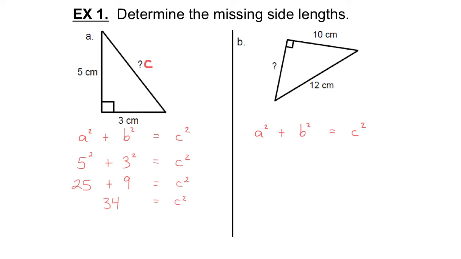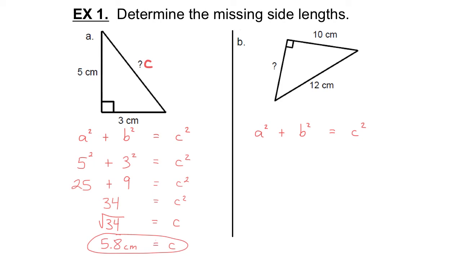So how do we calculate c? Well, we have to do the opposite of squaring, which is the square root. So you're going to use that square root button on your calculator and take the square root of 34, and we'll find out that c is approximately 5.8 centimeters.